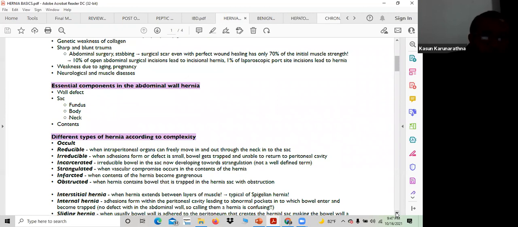Essential components of the hernias: there should be a defect, and a sac which consists of fundus, body, and the neck, and within the sac there are contents, right? Those bits will be enough for now. We'll move to the next question. Right.